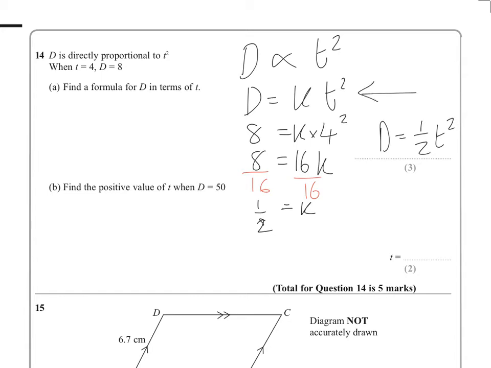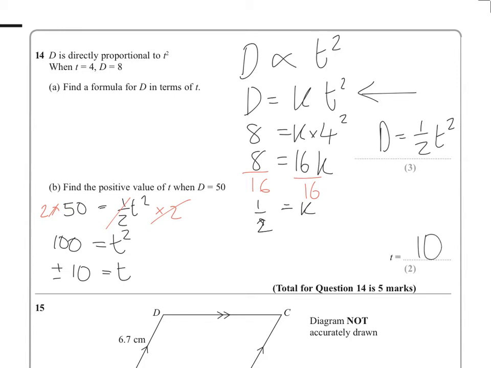Find the positive value of t when d equals 50. So substituting into the equation that we have just generated, 50 equals a half t squared. To get rid of the half, if I times by 2 on both sides, giving me 100 equals t squared. Opposite of a square, square root. Square rooting 100 gives me plus or minus 10. The question, find the positive value of t when d equals 50. So t equals 10, not negative 10.